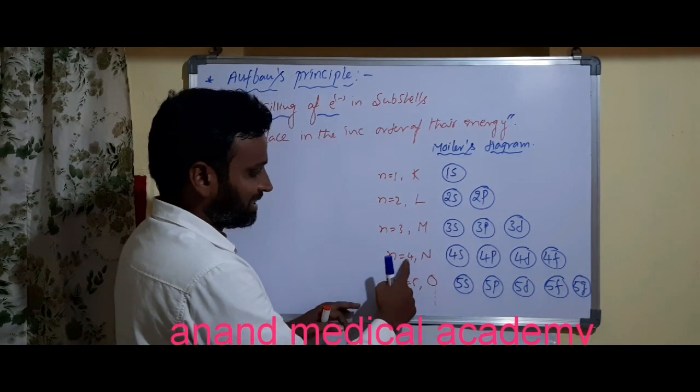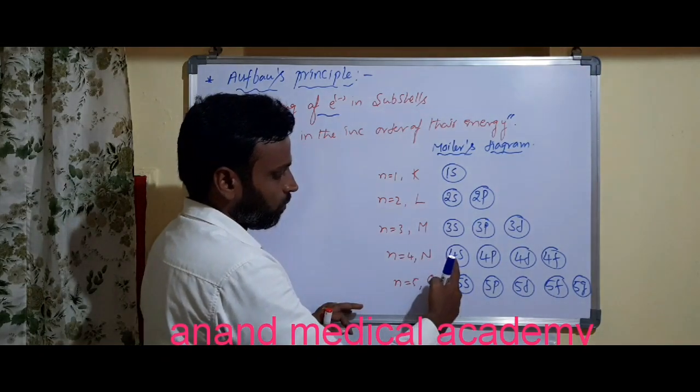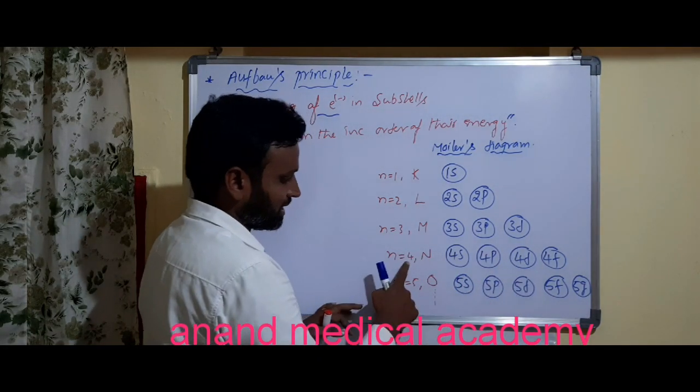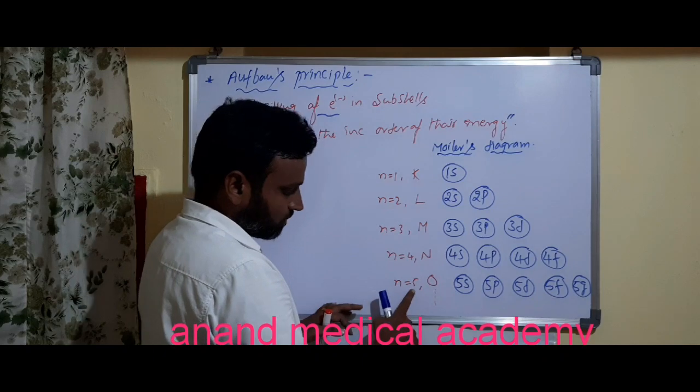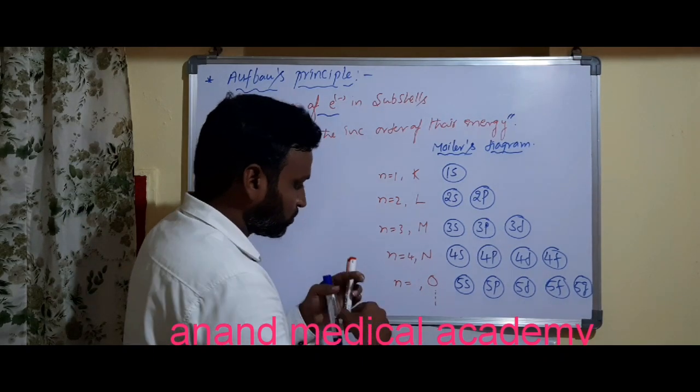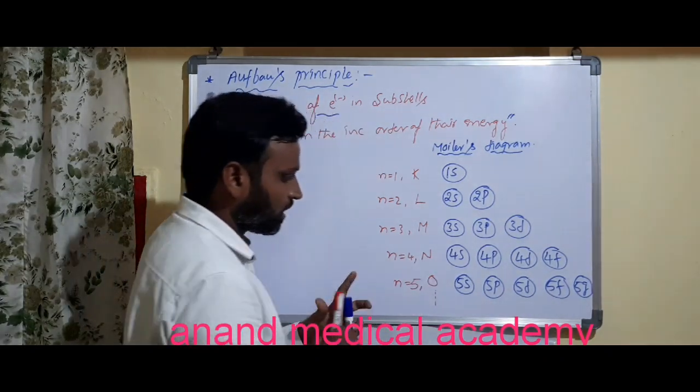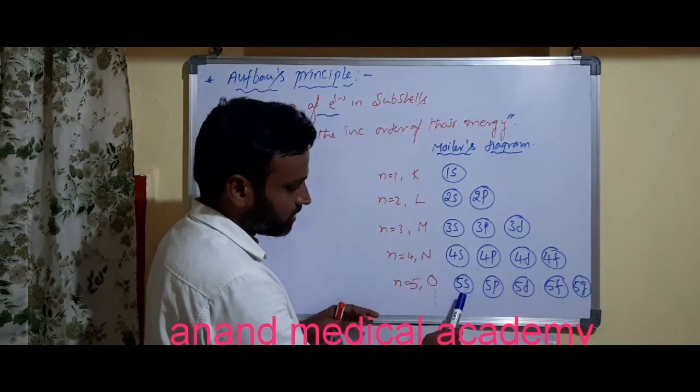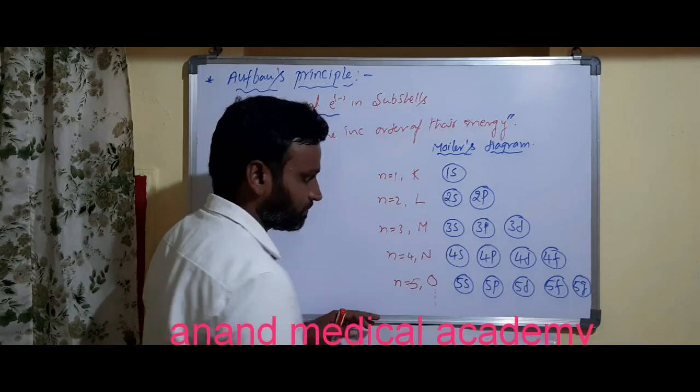3 subshells. N equals 4. How many subshells? 1, 2, 3, 4. N equals 5. How many subshells? 5 subshells. Let's count: 1, 2, 3, 4, 5.